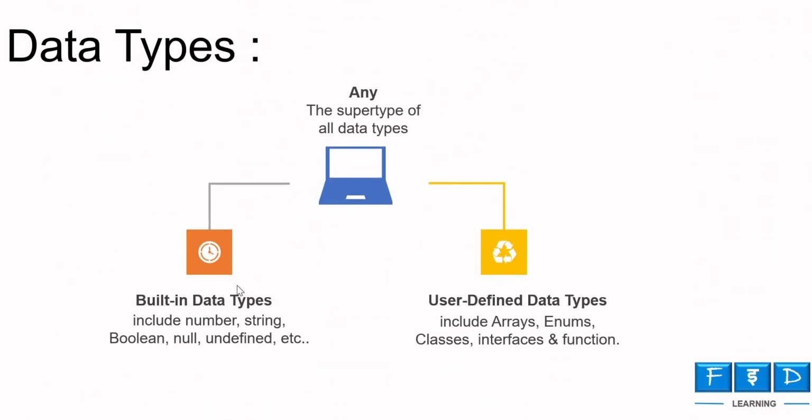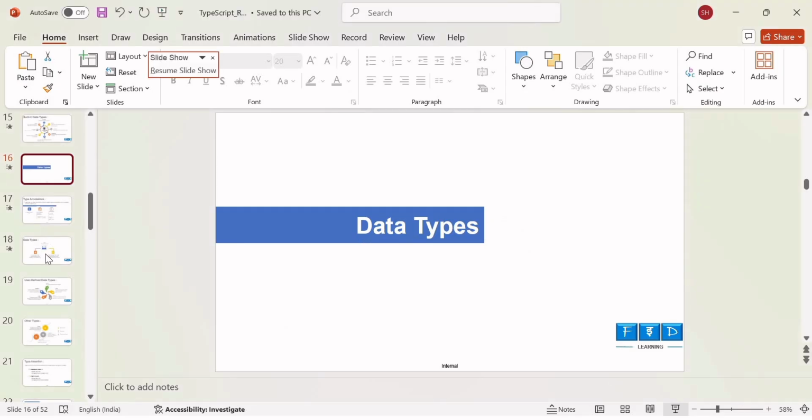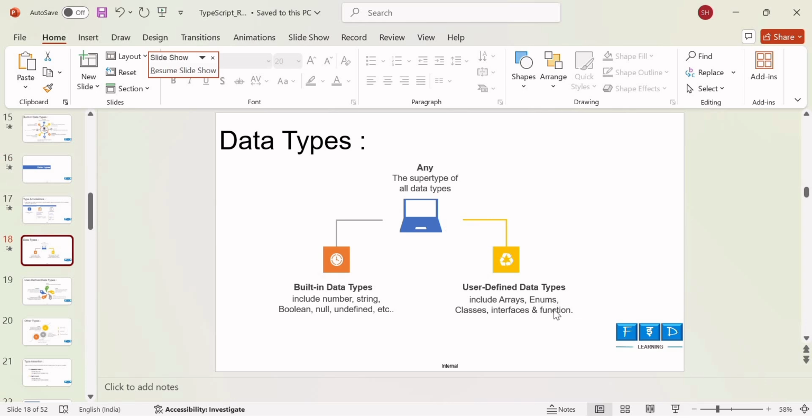In the last video, we started exploring basic data types in TypeScript, covering type annotations and the any type. After that, we have seen the built-in data types, and now we will move on to the user-defined data types. It includes arrays, enum, classes, interfaces, and tuple. Sorry, it is tuple, not a function. I'll quickly update this.